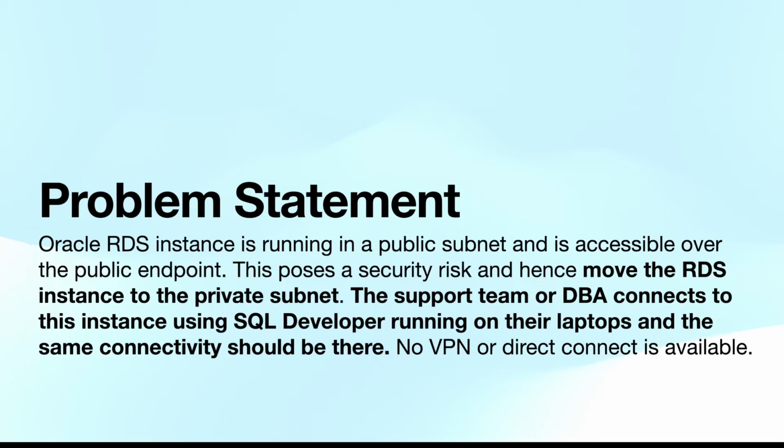The problem statement is: an Oracle RDS instance is running in a public subnet and is accessible over the public endpoint. This poses a security risk, and hence we need to move the RDS instance to the private subnet. The support team or DBA connects to this instance using SQL Developer running on their laptops, and the same connectivity should be there once you move into the private subnet. No VPN or direct connectivity is available.